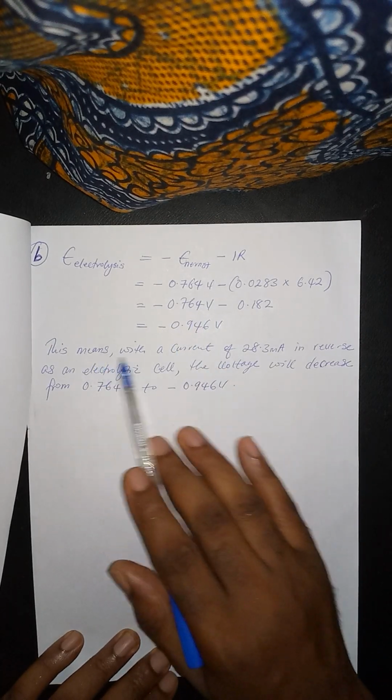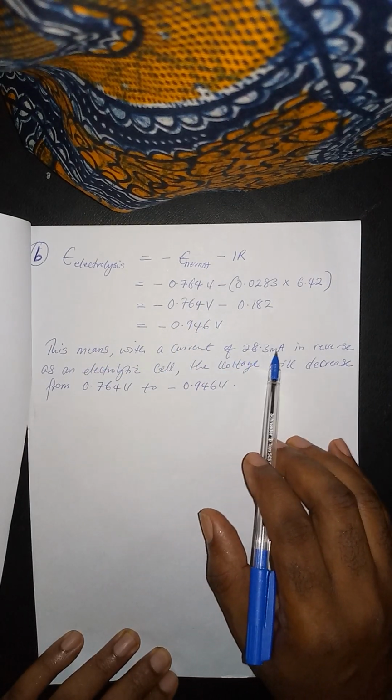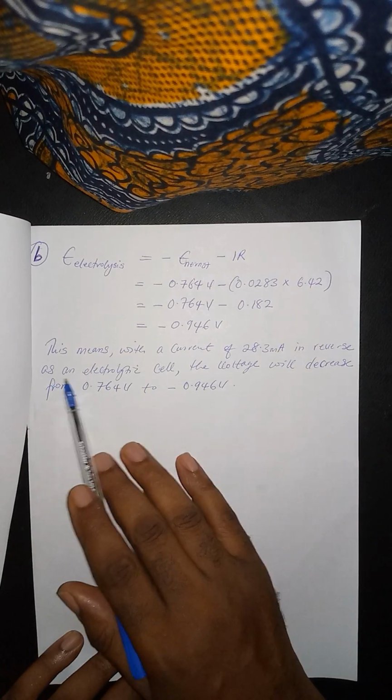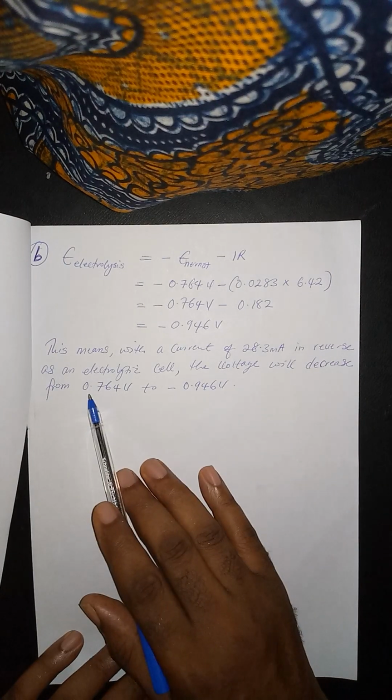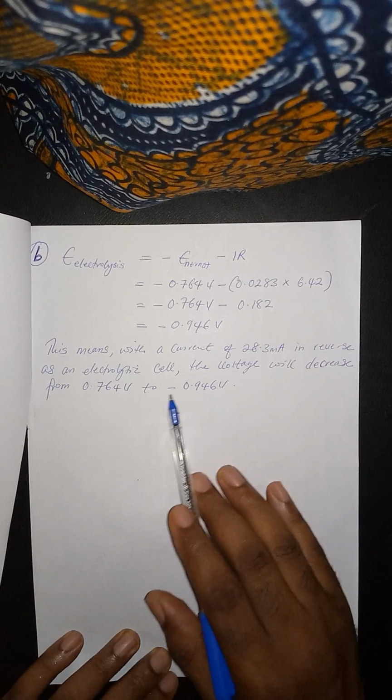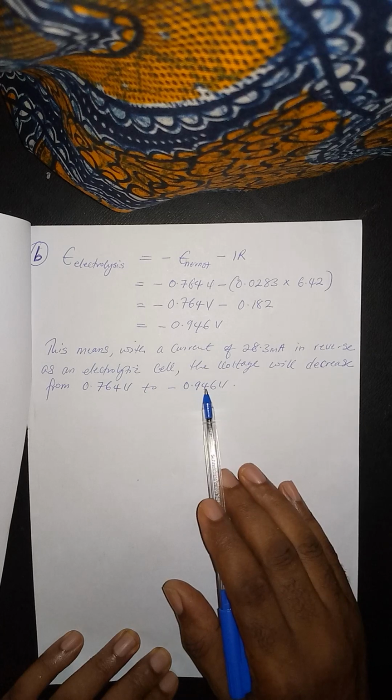This means with a current of 28.3 milliampere in reverse as an electrolytic cell, the voltage will decrease from 0.764 volts to minus 0.946 volts.